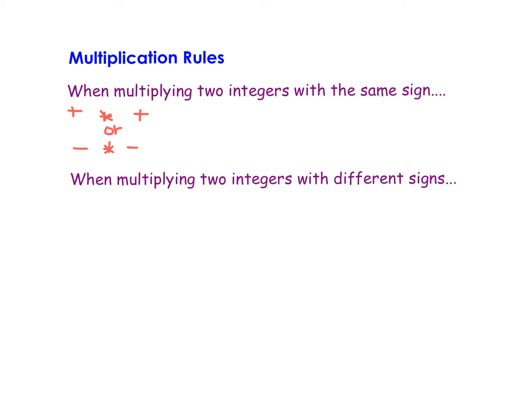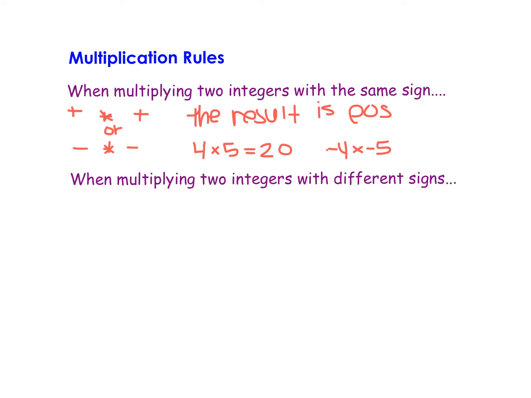When we're multiplying two numbers with the same sign, the result is positive. So if we have something like a positive 4 times a positive 5, the answer is going to be 20. But similarly, if we have negative 4 times negative 5, because we have two negatives being multiplied, our answer will also be 20.